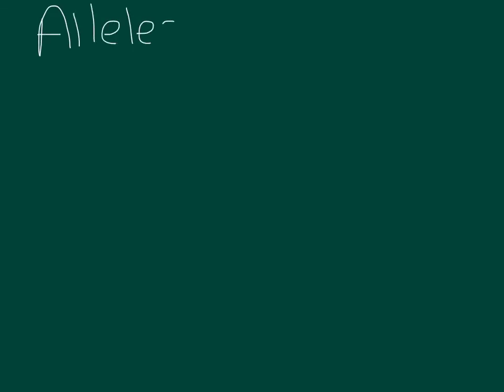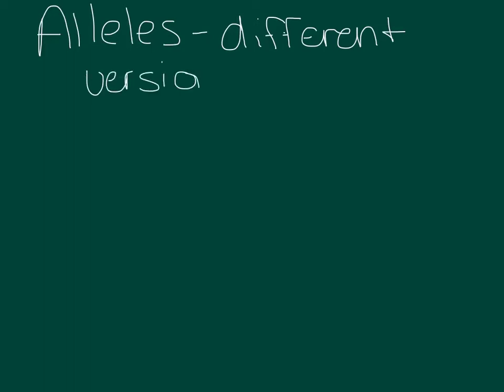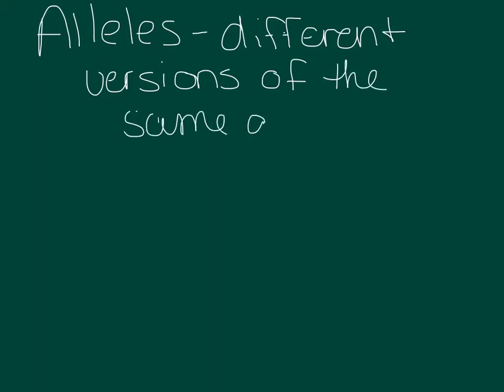All right, so we're going to start with something called an allele. The alleles are pretty much just different versions of the same gene. You need to put that in your notebook. Different versions of the same gene.